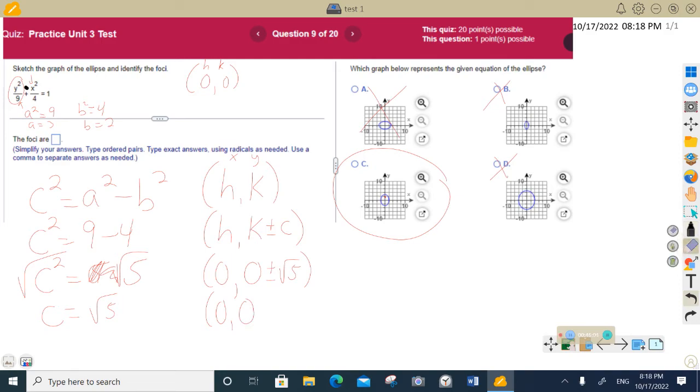Sorry, not that. Your first ordered pair is going to be 0, comma, square root of 5. The second answer is 0, comma, negative square root of 5. And the square root of 5 is like 4 point something. So 0 up 4. No, sorry, it's 2 point something.